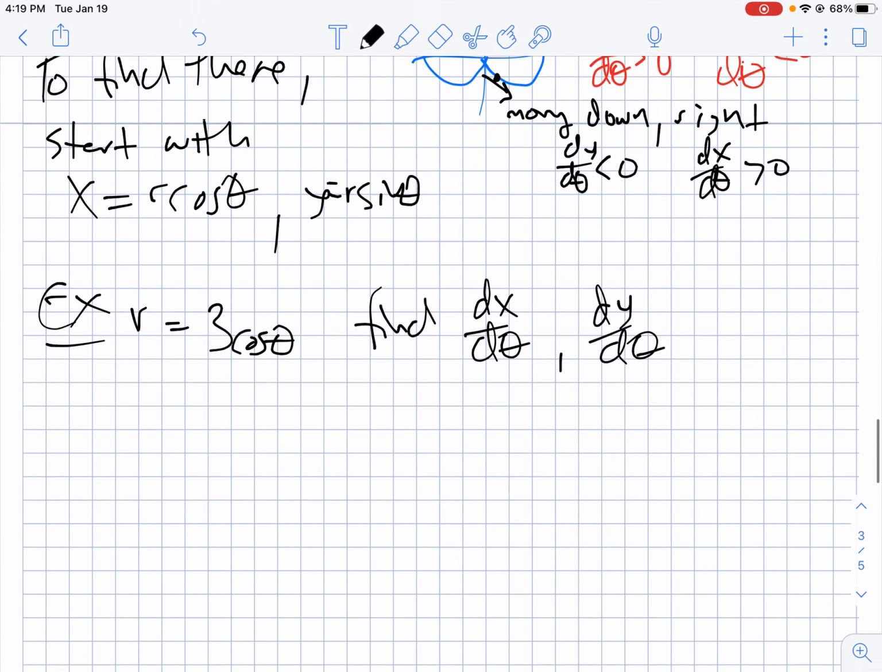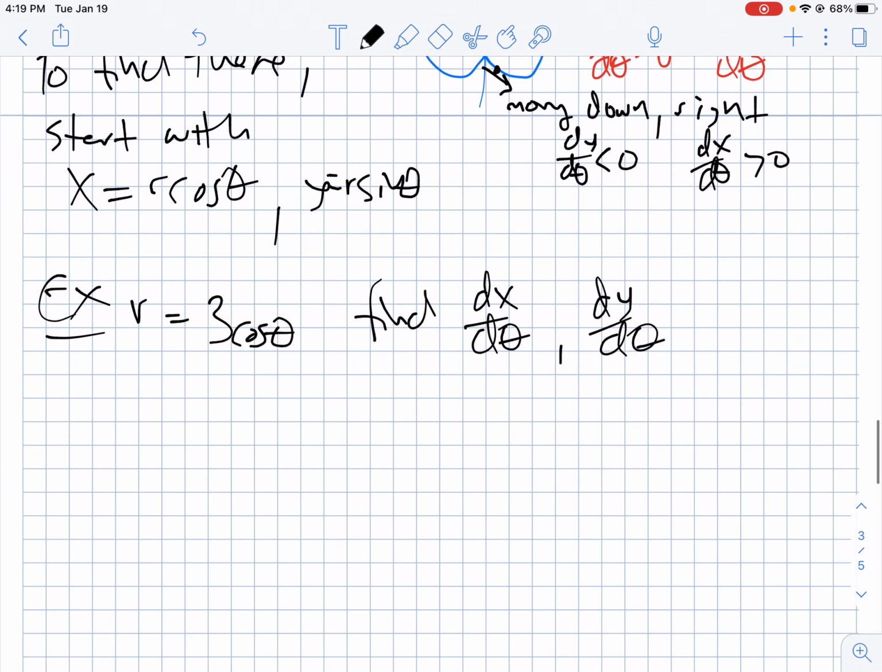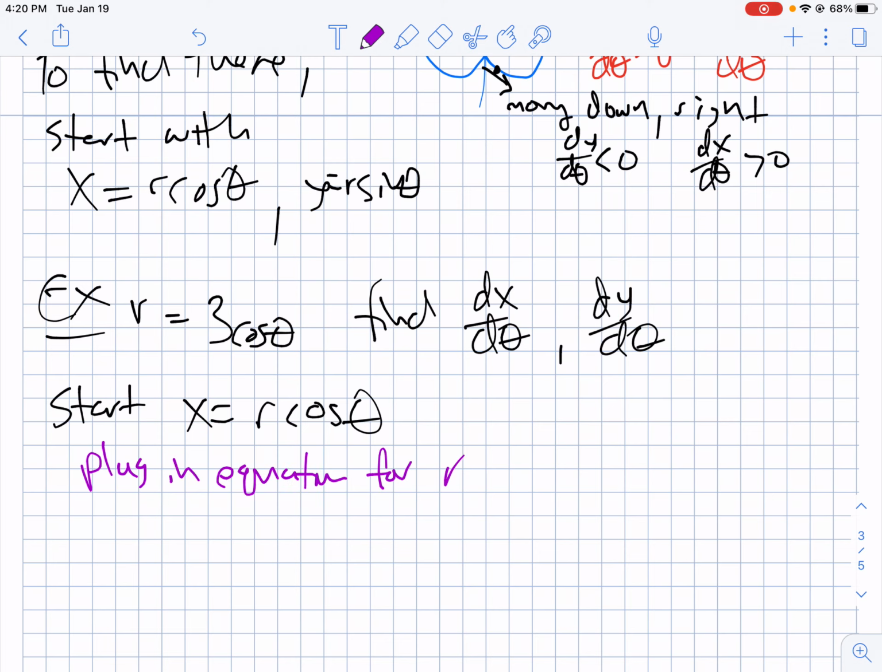Okay, so just for an example here, I'm going to start with this equation: x equals r cosine theta. And then from this point we're going to plug in our equation for r. So we take this equation right here and plug it in right there. That's saying x equals 3 cos theta times cosine theta, also known as 3 cosine squared theta.